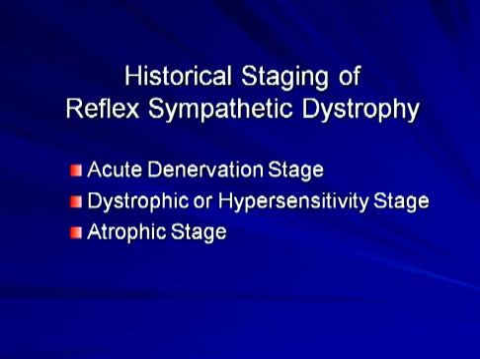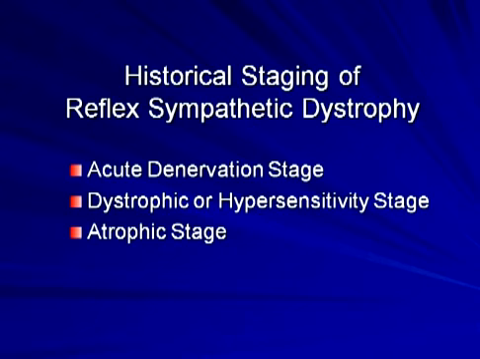Now, again, historically, there were thought to be 3 stages of reflex sympathetic dystrophy. This is important because you still read about it in some articles. One stage was the acute denervation stage. So after the acute injury, patients would develop this denervation, and it was thought that that acute denervation produced the sensitivity and the pain. And then the second stage, and this would last from about 3 months or so to about 6 months.